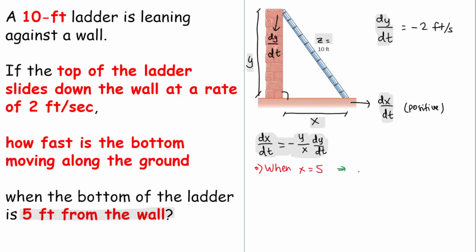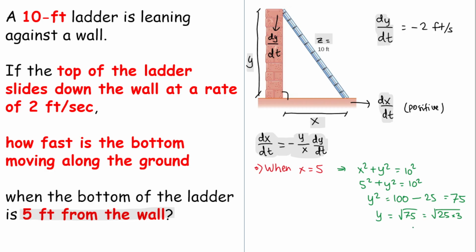Because we know that x squared plus y squared is equal to 10 squared. I can plug in x is equal to 5. So we will have 5 squared plus y squared is equal to 10 squared. So y squared is equal to 100 minus 25, or y squared is equal to 75. I can get y as plus or minus, but because this is a distance, it's always positive. So I will have the square root of 75, or I can rewrite this as the square root of 25 multiplied by 3. And so y is equal to 5 square root of 3.